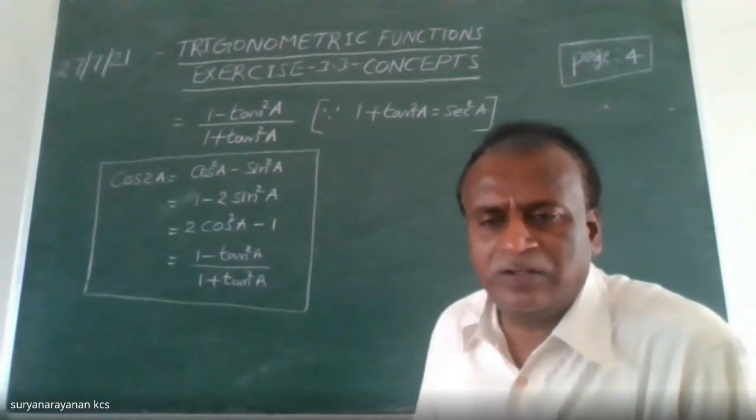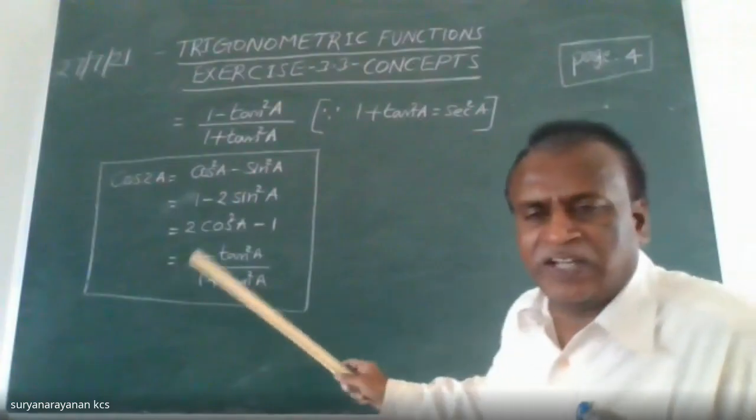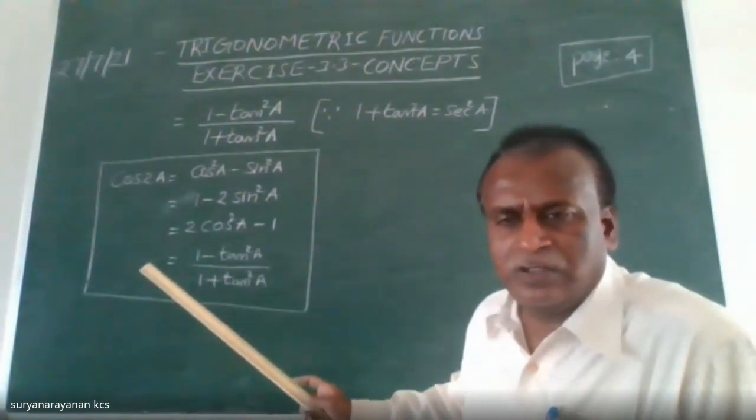Catherine, now your turn. Cos 2A equal to cos square A minus sin square A. Cos 2A equal to 1 minus 2 sin square A. Cos 2A equal to 2 cos square A minus 1. Cos 2A equal to 1 minus tan square A divided by 1 plus tan square A. Very good, Catherine.